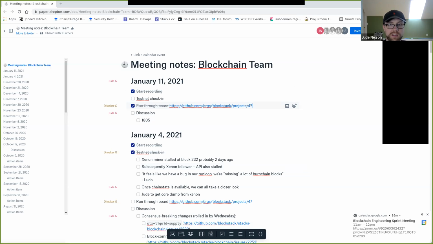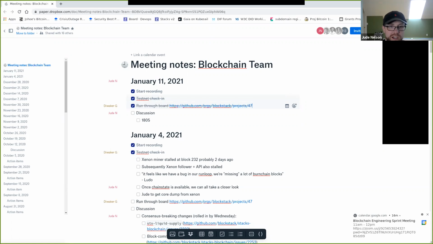What's the status of testnet? I think everything is working, right? There's no real issues besides Ludo's issue and my upcoming PRs. Yeah, I'm not aware of any infrastructure issues, no restarts. That's what I like to hear, especially before launch.